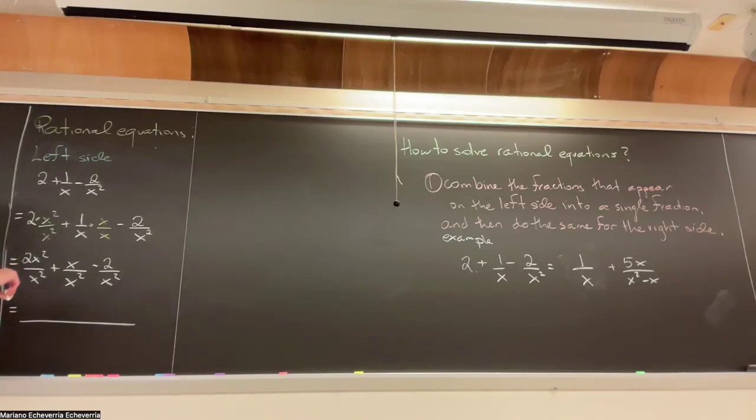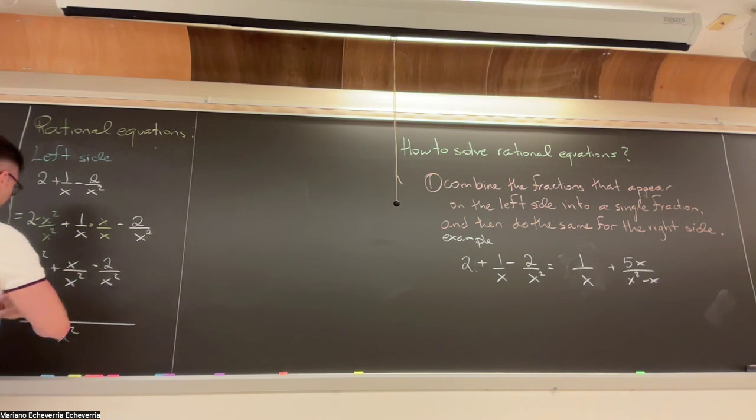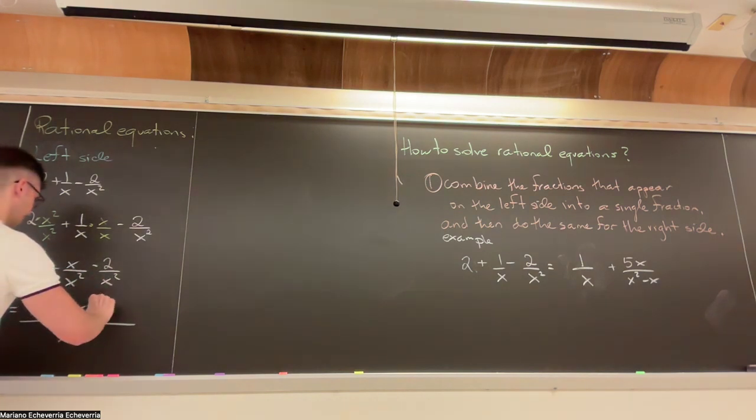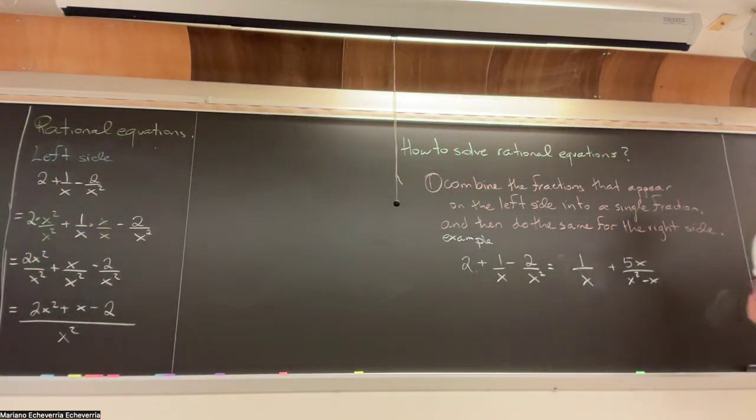So once they all have the same denominator, you can do the addition and subtraction the regular way. So you can get 2x squared plus x minus 2. Okay, so that is how the left side looks.